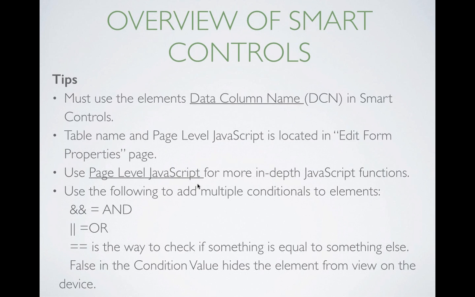Our third tip here is to use page-level JavaScript for more in-depth JavaScript functions. So maybe you're very fluent in writing JavaScript code, and you want to make sure that you have this really complex workflow that you want to be able to achieve. Maybe using that page-level JavaScript is better than using the dynamic value section of the smart controls for this functionality. And then the last tip that we have here is to use the following to add multiple conditionals to an element. So as you can see, I'm not really going to go through each one of those, but you do have the and, the or, to see if something's equal to something else, as well as the false and the conditional value hides the element from the view on the device.